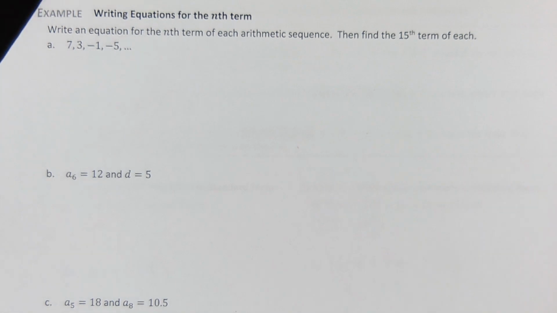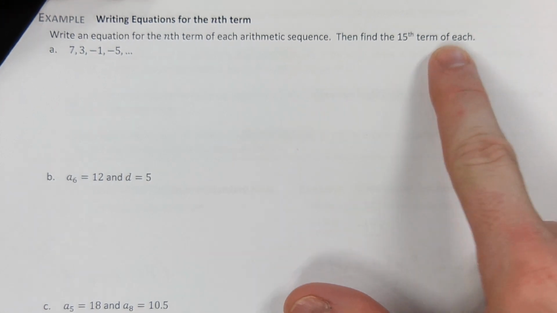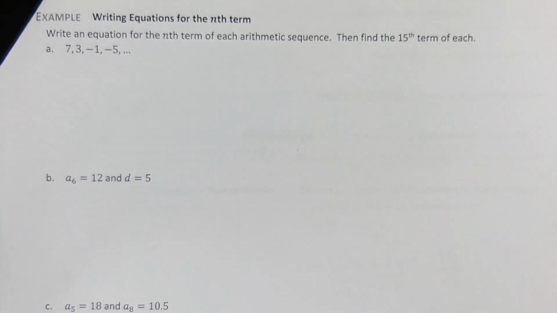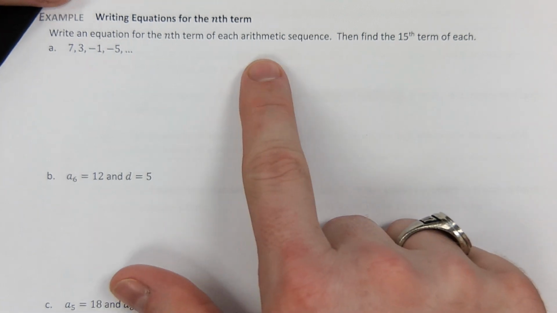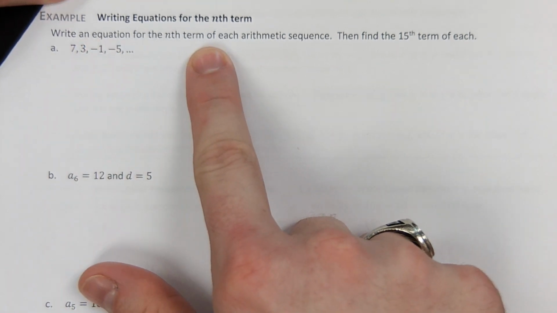On this page, what we know is that the three examples that we're looking at are arithmetic sequences. Our job is to write an equation for the general term for each one of these. And then after we've done that, we're going to find the 15th term. I want to be really clear about something here, guys. You could have found the 15th term without going through the process of getting the equation for the nth term.